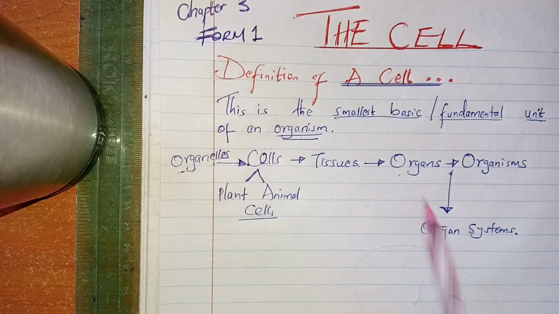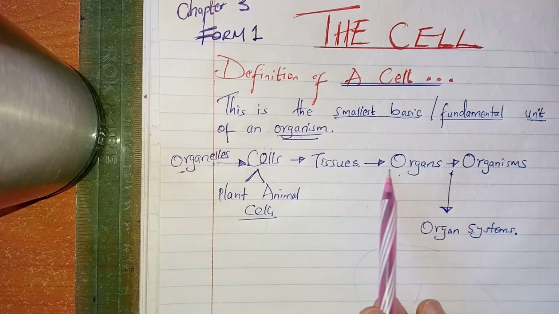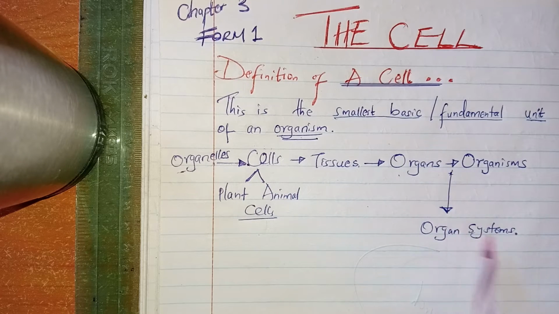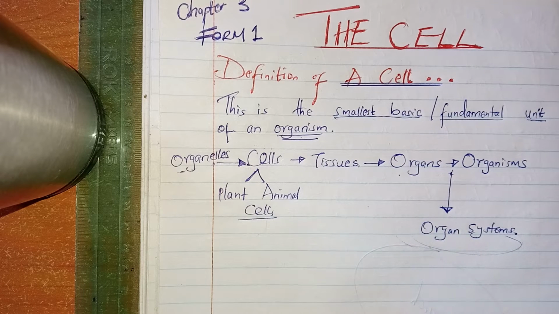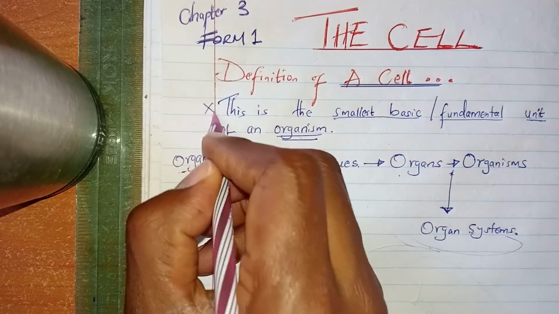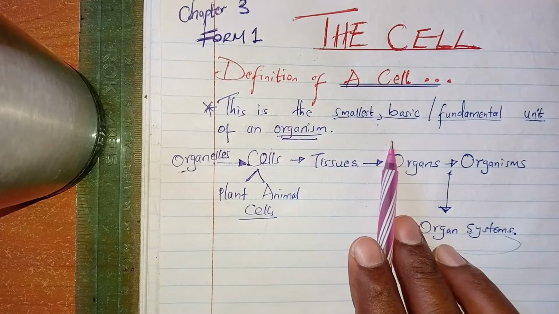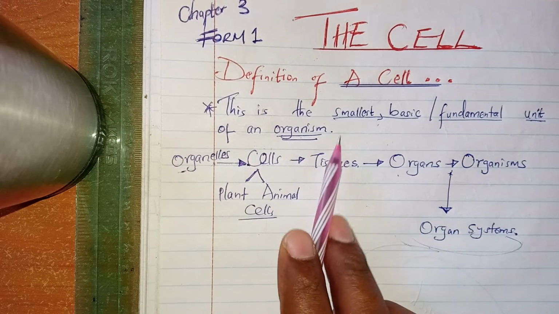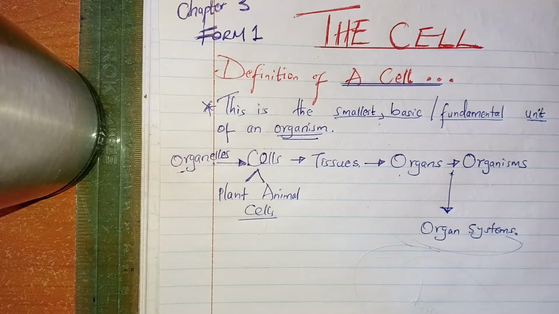And I hope I will give you, when we reach the cell specialization chapter, at the end of this topic, we shall be talking about types of organs, types of tissues, types of cells, and of course, types of organ systems. That is when we go towards the tail end of this chapter. So the cell is the smallest, I think there should be a comma here, basic stroke fundamental unit of an organism. If there is no cell, then probably we will not have an organism.